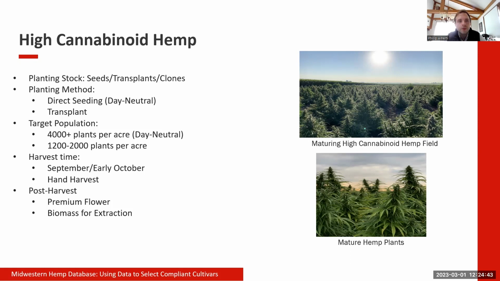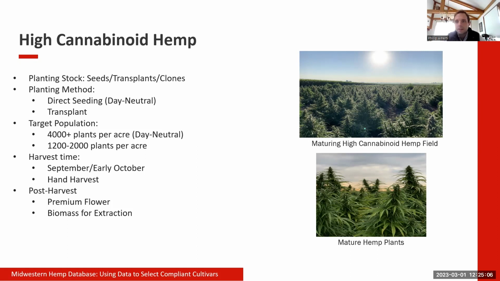Okay. So the target population here, we're looking at about 1,200 plants per acre, versus, again, grain and fiber, where we're talking about pounds of seed per acre, and there's thousands and thousands of seeds per pound. So this is a very different thing. The harvest time for cannabinoid hemp is in September, early October typically, and is done by hand.